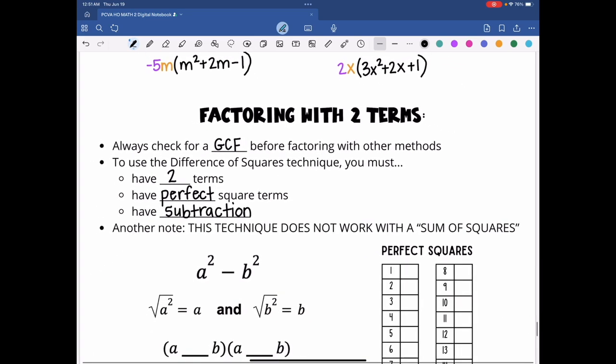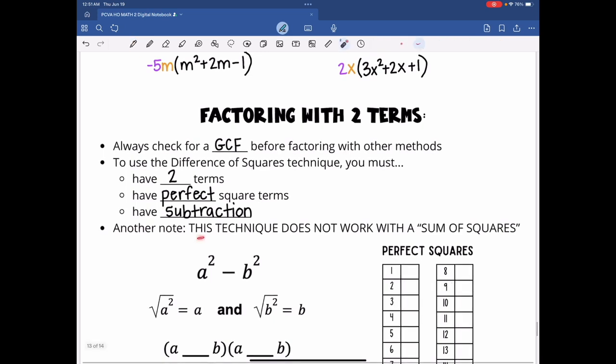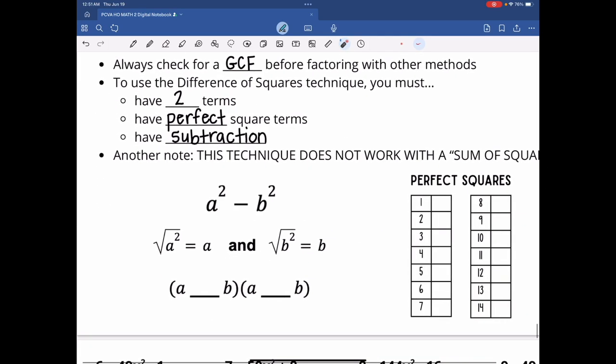Now, just to make a note, this technique does not work with sum of squares. It's a shortcut for factoring, and the sum of squares is non-existent. It does not work when we have addition. It has to be a difference. So how does it work?